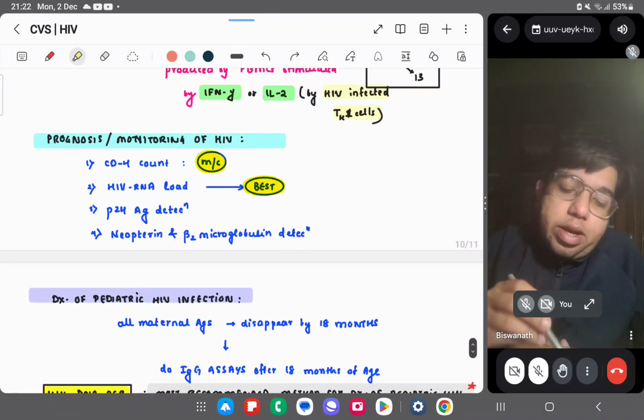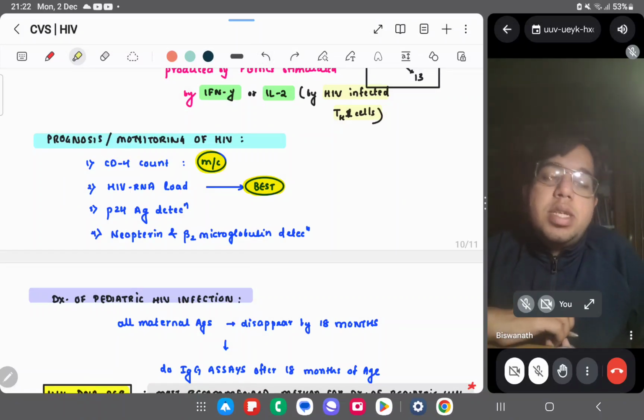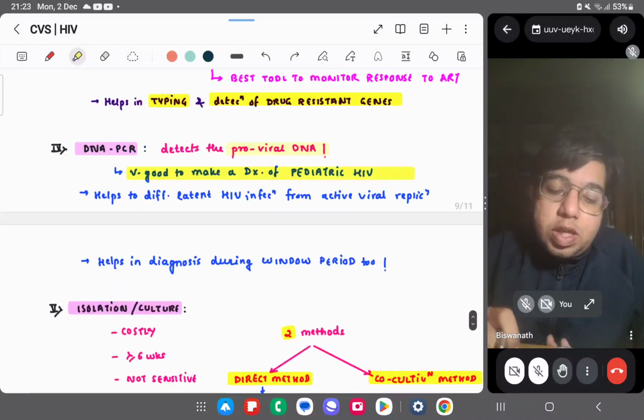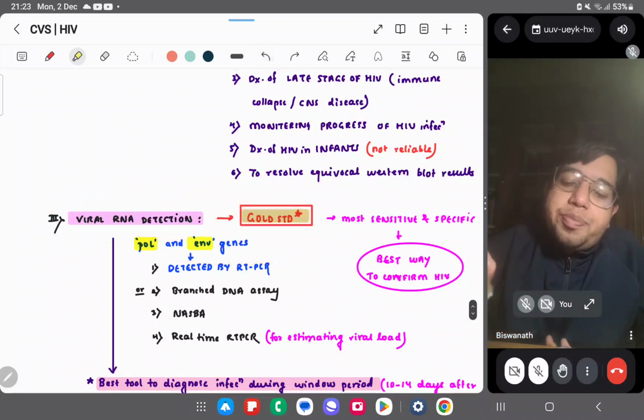For prognosis or monitoring, CD4 count is the most common monitoring marker. It is very easy to measure the CD4 count, but the best one is the viral RNA. Okay, viral RNA, the best method. You can see over here also. Viral RNA is the gold standard, right?